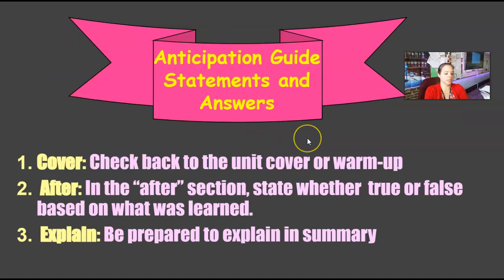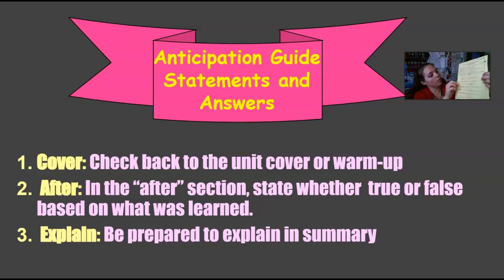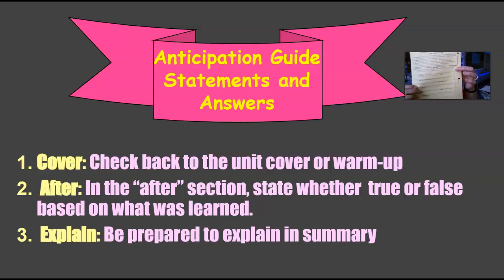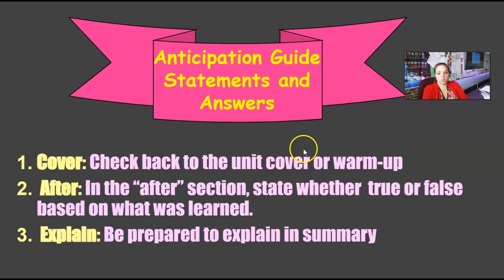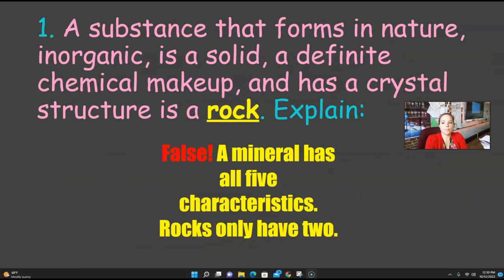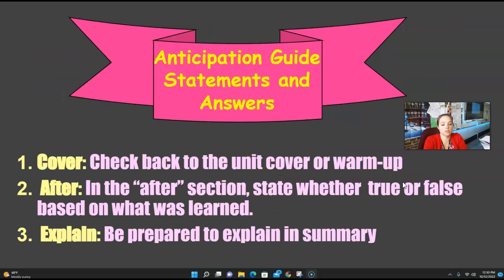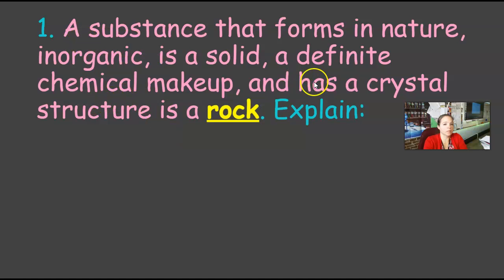All right, let's go back to the anticipation guide on page 2, right here. You filled out the before, which is on this side. Now we're going to fill out the after and then give some explanations right there. All right. So let's look. Remember back to the quiz. A substance that forms in nature, is inorganic, is a solid, has a definite chemical makeup and has a crystal structure. So a substance that forms in nature, inorganic, solid, definite chemical makeup, has crystal structure, is a rock.